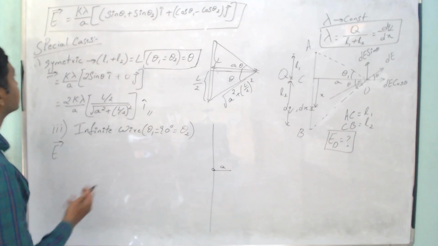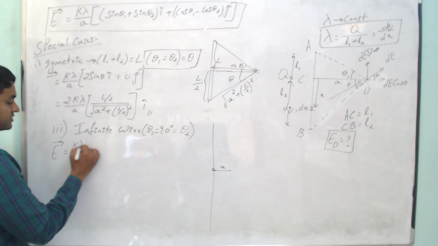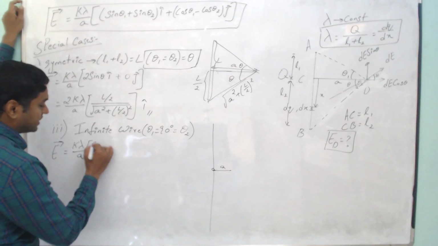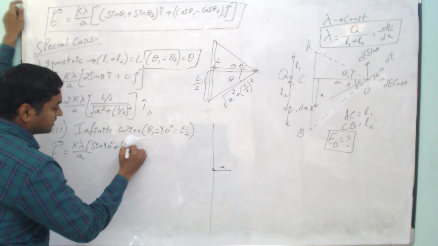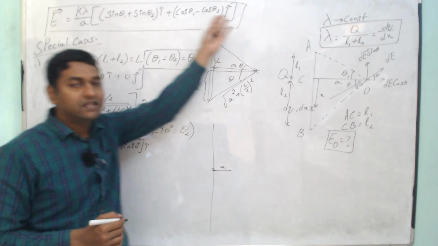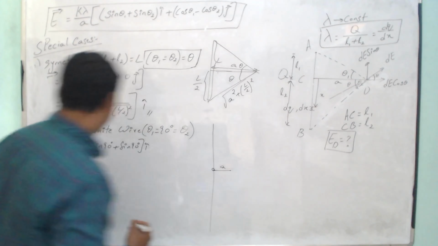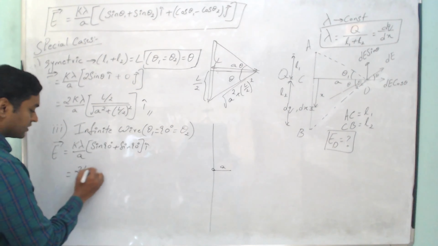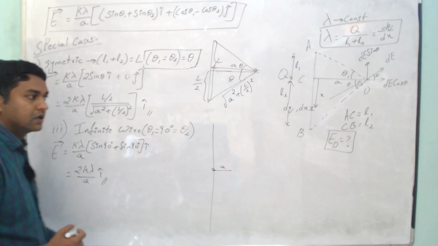Correct. So let us look at it. The resultant will be, we'll substitute and see if we are getting the same thing. Sin 90 plus sin 90 times i cap. Cos 90 minus cos 90 is anyway 0, so j cap will not be there. 1 plus 1, so we are getting the same thing, correct? Is this clear?